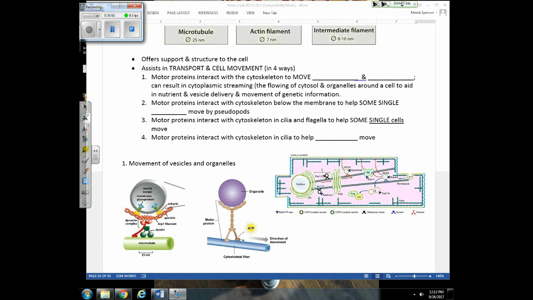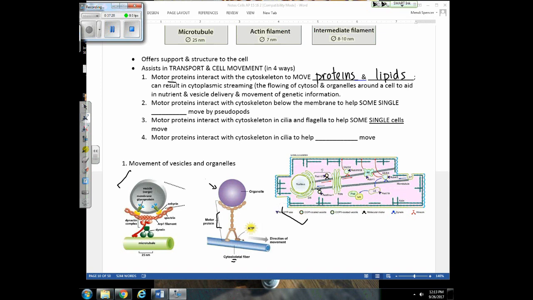Now, here's what you need to remember about the cytoskeleton. We have already shown you that motor proteins can interact with the cytoskeleton, and they can move vesicles that are containing proteins and lipids to different areas of the cell. These diagrams down here are just showing you that we have motor proteins, and they are interacting with the cytoskeleton, and they're moving vesicles that contain molecules. And these are just different ways to portray the cytoskeleton being used for transport of molecules.